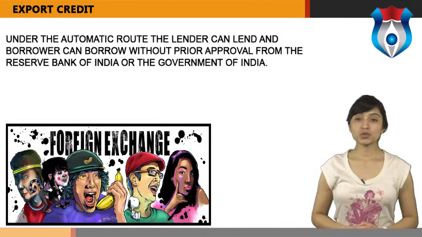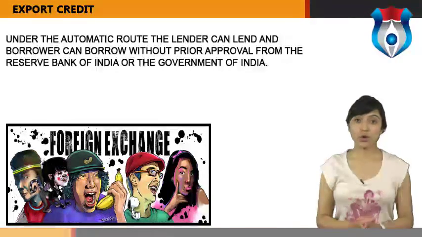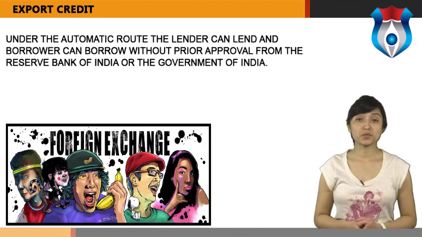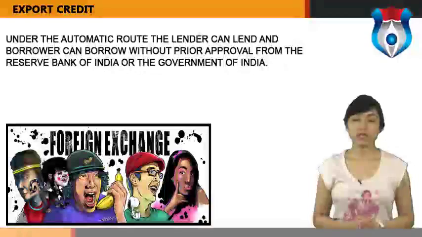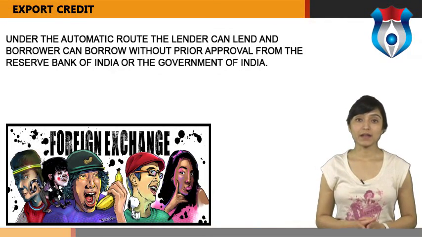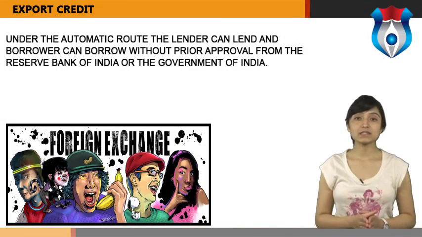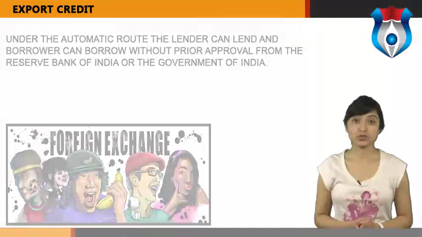Under the automatic route, the lender can lend and the borrower can borrow without prior approval from the Reserve Bank of India or the Government of India. The RBI Master Circular mandates the following for the ECBs under the automatic route.